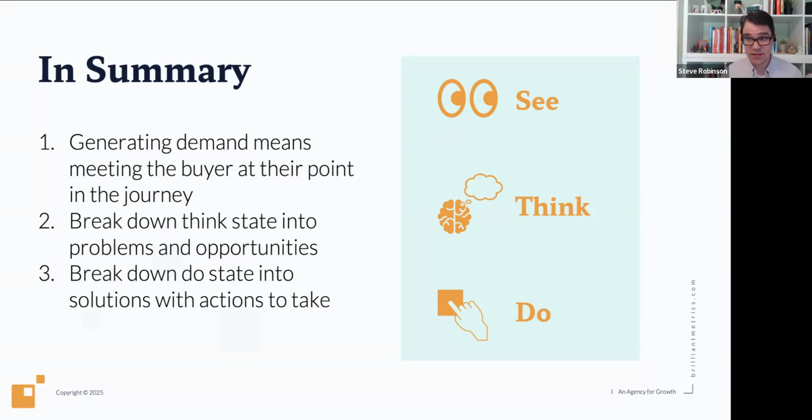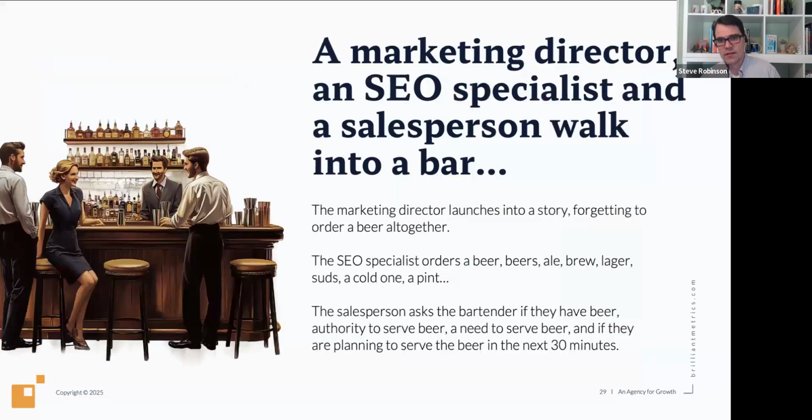All right, I promised the punchline to the joke. So, a marketing director, an SEO specialist, and a salesperson walk into a bar. The marketing director launches into a story, forgetting to order a beer altogether. The SEO specialist orders a beer, beers, ale, brew, lager, suds, a cold pint. And the salesperson asks the bartender if they have beer, authority to serve beer, do they need to serve beer, and if they are planning to serve beer in the next 30 minutes. If you don't get the last one, ask your sales director about what BANT means.